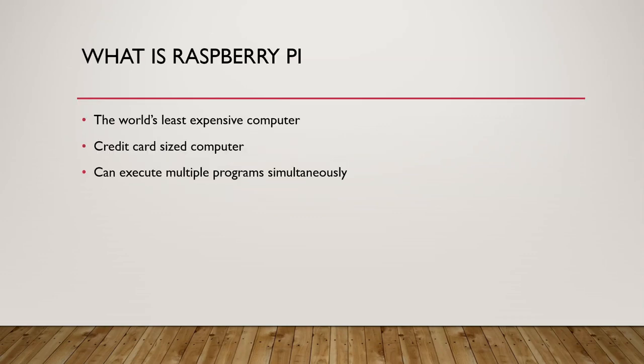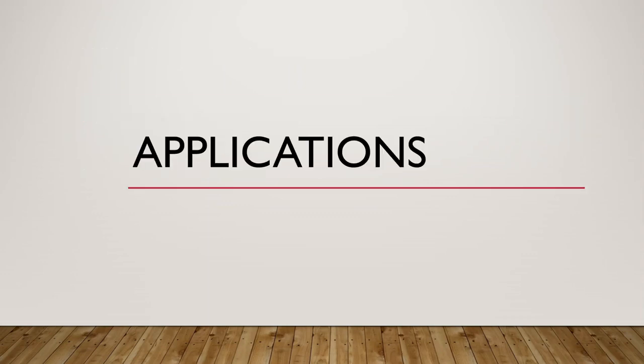So the main question is, what is Raspberry Pi? It is a small credit card sized computer that you can use by plugging onto a monitor or TV and using standard keyboard and mouse inputs. So here are some of the applications of Raspberry Pi, when to use and how you can use them in your projects or any other IoT device that you're working on.